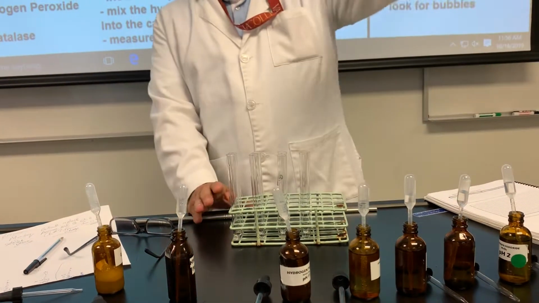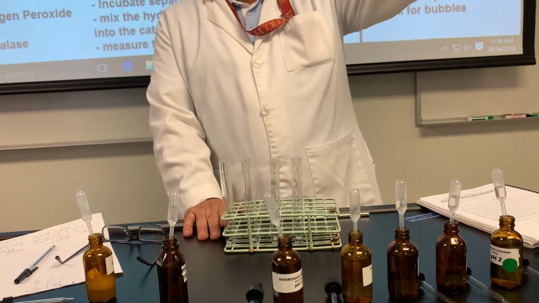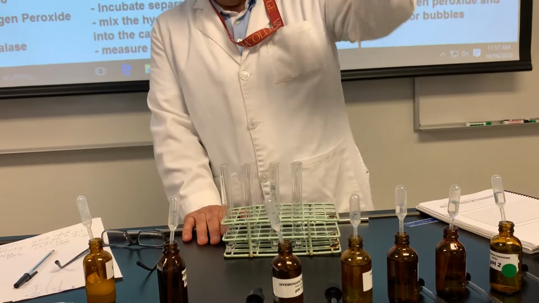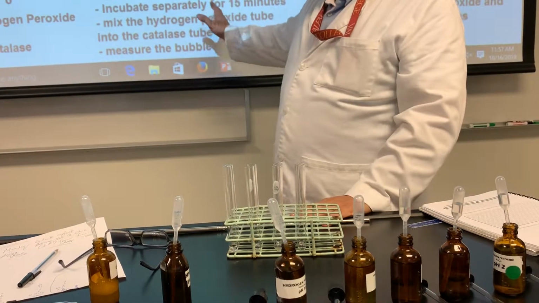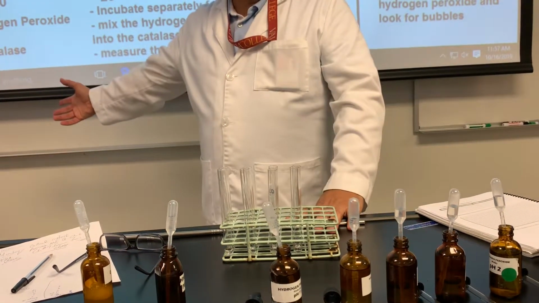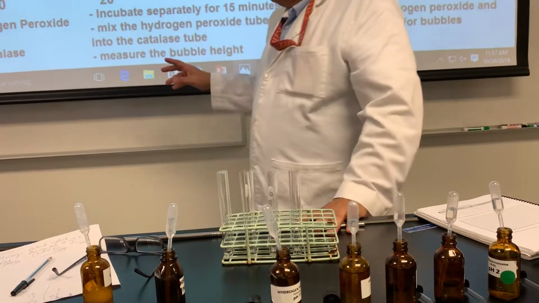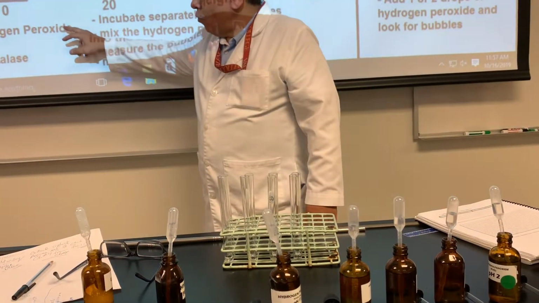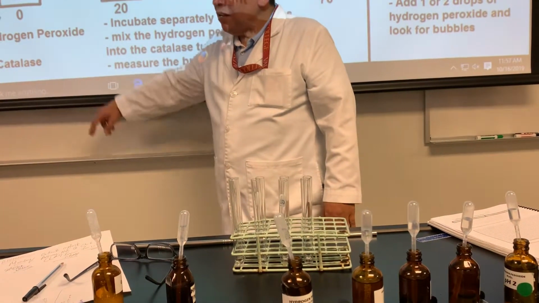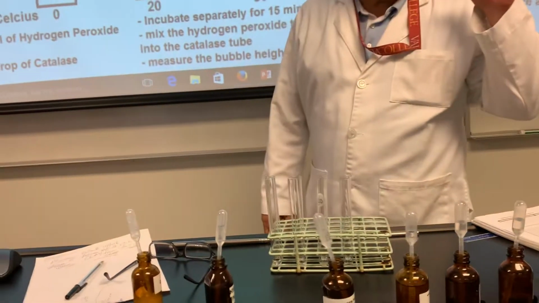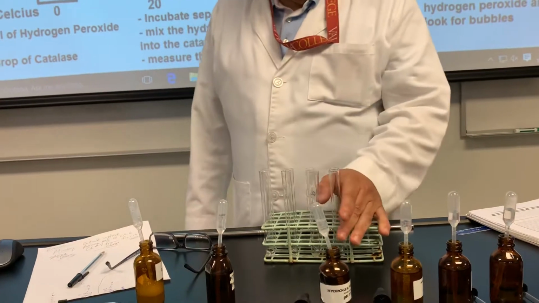And I put them at all the different temperatures. There's water baths on the side of the room. I put them at all the different temperatures that are required for about 10, 15 minutes or so. Then I took them out and now they're here. All I have to do now is take the 1 ml of hydrogen peroxide, add it to the catalase, and look for the bubbles. Good?